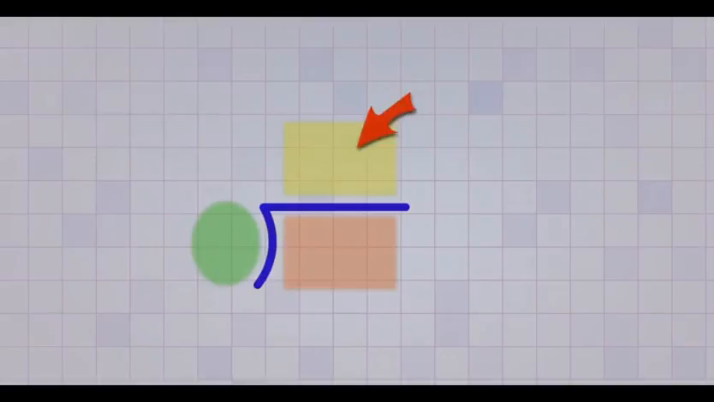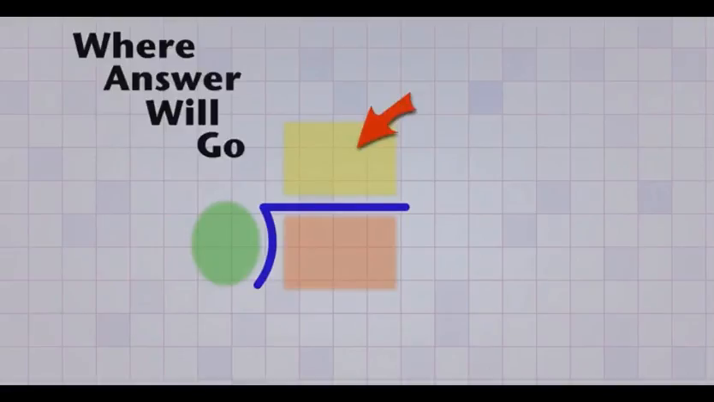And the third area is up above the horizontal line. This is where our answer will go once we figure out what the answer is. The answer to a division problem is called the quotient. The answer tells us how many we'll end up with in each group.